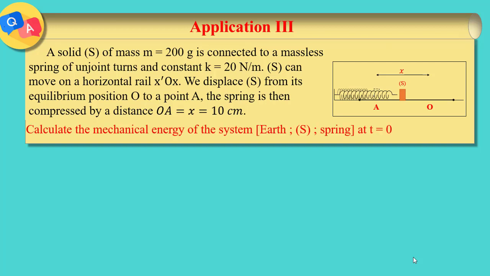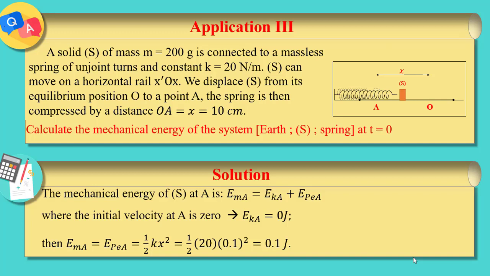Calculate the mechanical energy of the system at t equals 0. The mechanical energy is all the time the kinetic plus potential. But take here the gravitational potential energy reference to be the horizontal passing through A and O, so there is no gravitational potential energy. And at t equals 0, the speed of the mass is 0, so the kinetic energy is 0. Then the mechanical energy equals the elastic potential energy, half kx squared. By replacing the values, it is simply 0.1 joules.